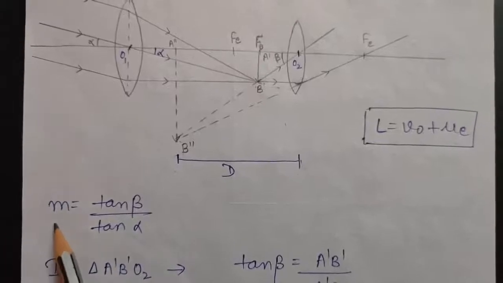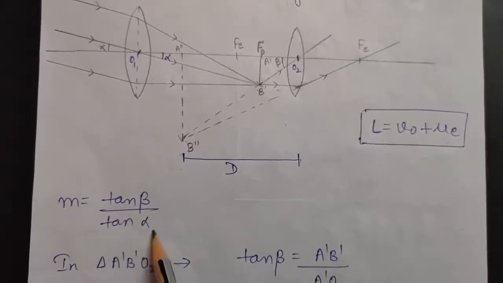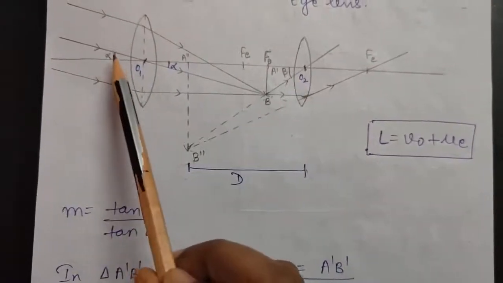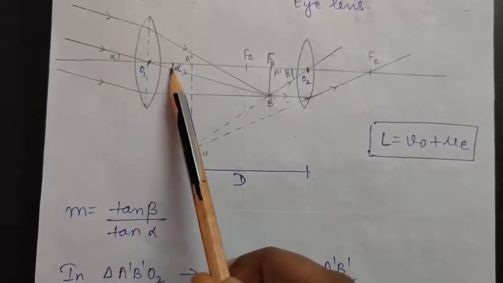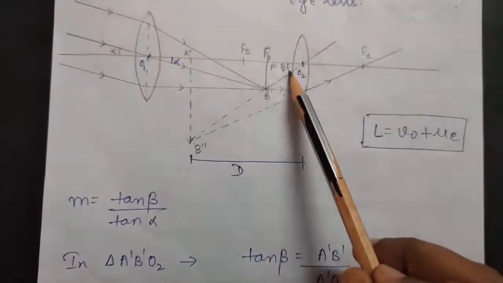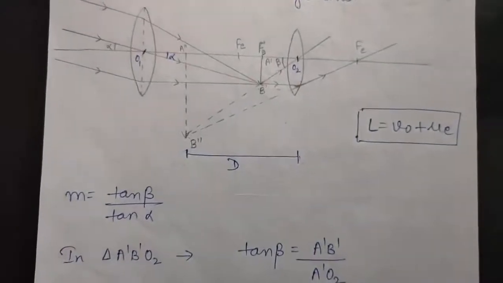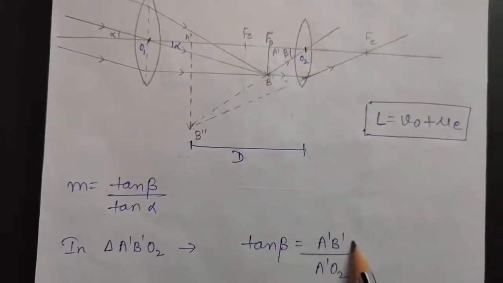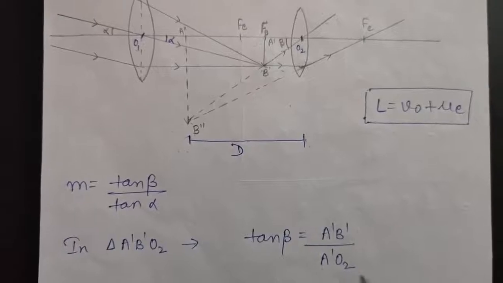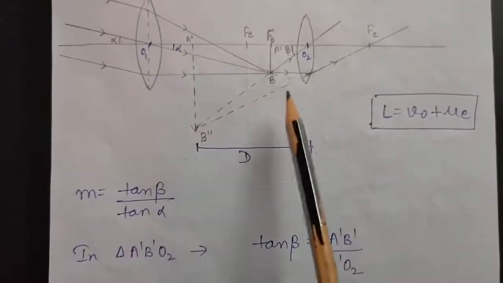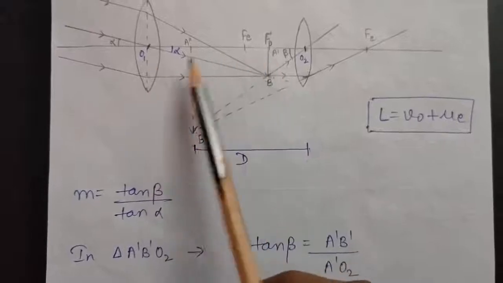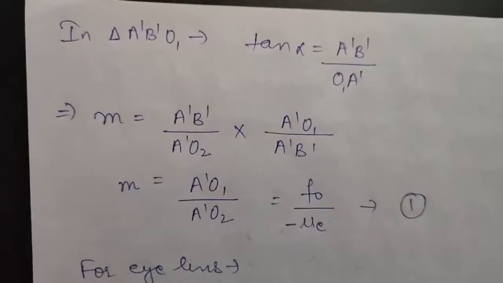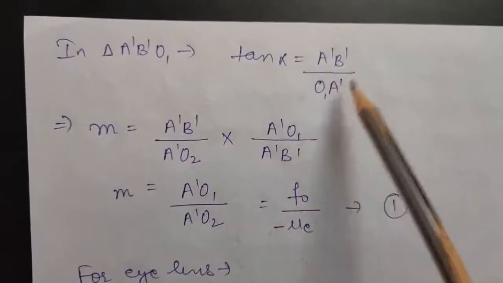Again, the formula of magnification is tangent beta upon tangent alpha. One more thing, this will be the angle beta and this will be the angle alpha. So if this is alpha, this will also be alpha. Now to calculate tangent beta, we will be considering triangle A dash B dash O2. In triangle A dash B dash O2, tangent beta will be A dash B dash upon A dash O2. Similarly, to calculate tangent alpha, we will be considering triangle A dash B dash O1. So tangent alpha will be A dash B dash upon A dash O1.